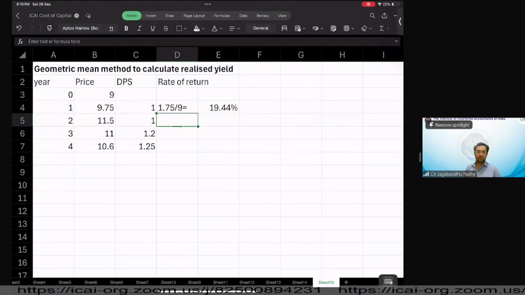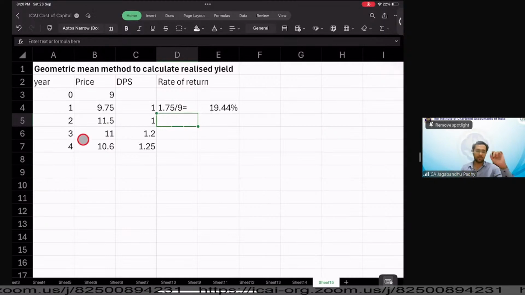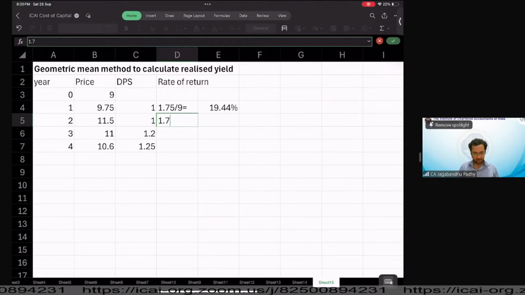19.44%. What is the rate of return that the investor has earned in the second year? What is the rise in price in the second year? By what amount has the price increased? From 9.75 to 11.5. It has increased from 9.75 to 11.5. Can I say there is again an increase of 1.75? Plus, you are also receiving a dividend of 1 rupee, right? What's the total income that you're receiving? 2.75?